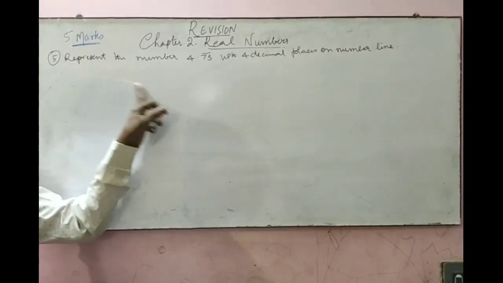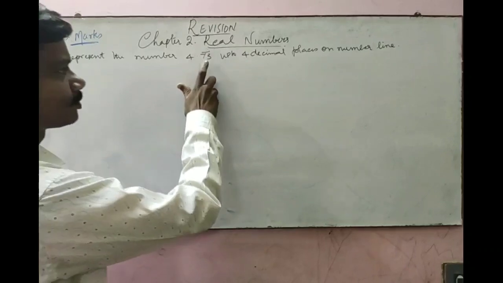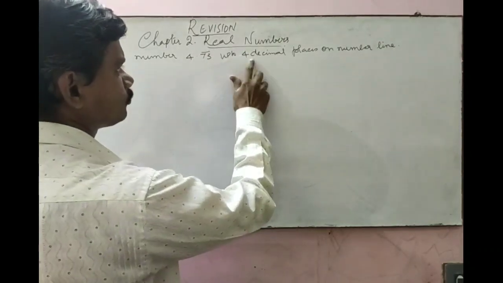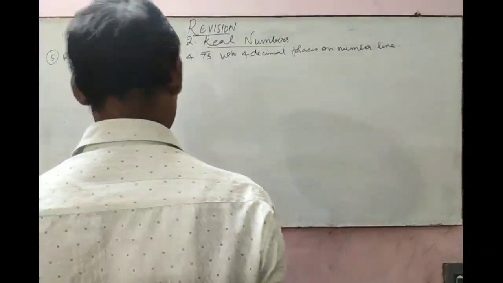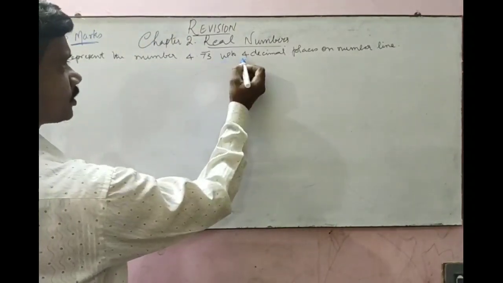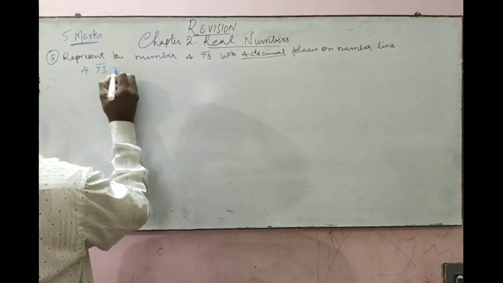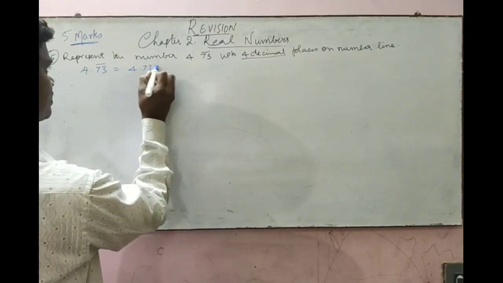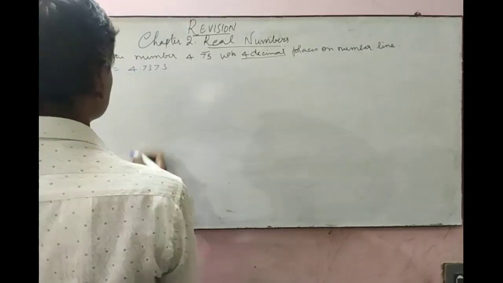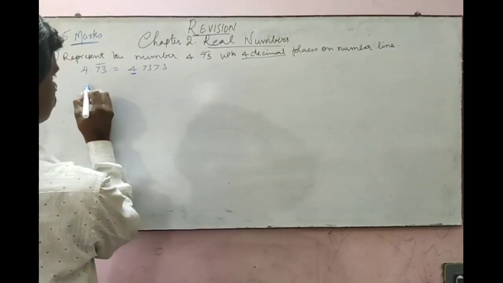Next, fifth sum, and this is the last sum for you. Represent the number 4.73 bar, whole bar, up to 4 decimal places on the number line. First I am going to write the number with 4 decimal places. 4.73 bar can be written as 4.7373.